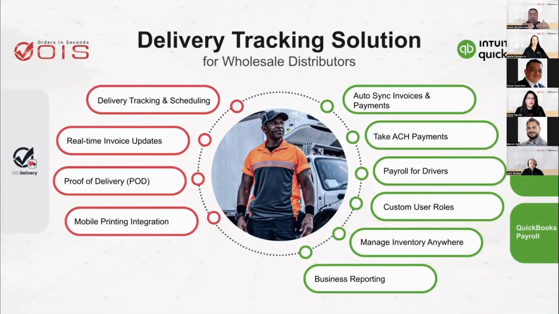So basically, if you're looking for delivery tracking, making sure that your deliveries are getting delivered on time, real-time updates, having visibility of what's going on with the delivery, having the invoice signed directly from the delivery with the proof of delivery, and mobile integration with mobile printers, you will be able to have full control of what's going on with the delivery.